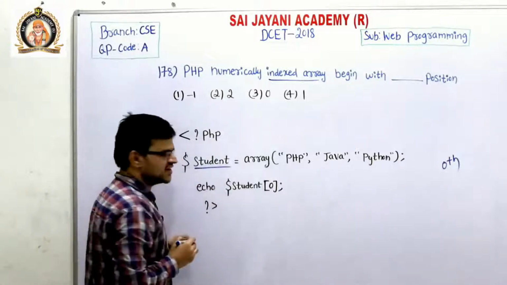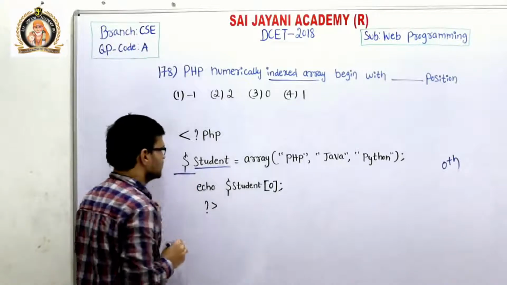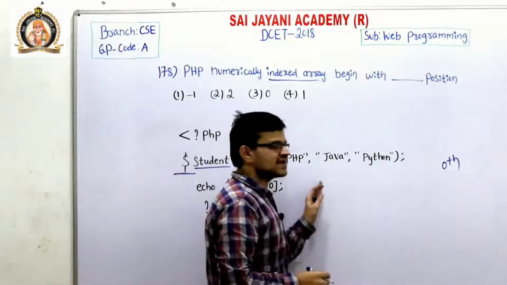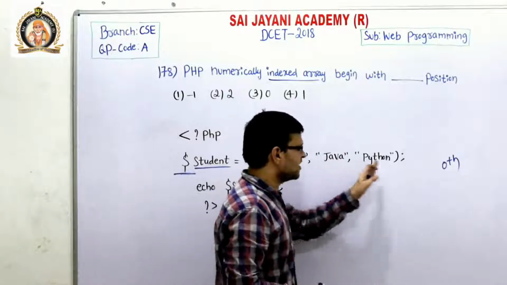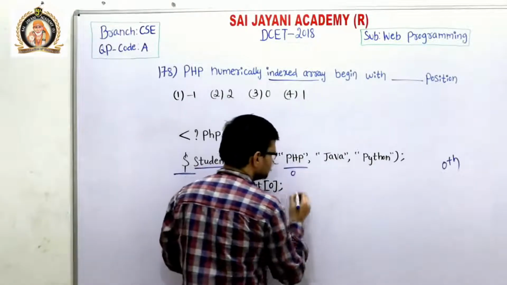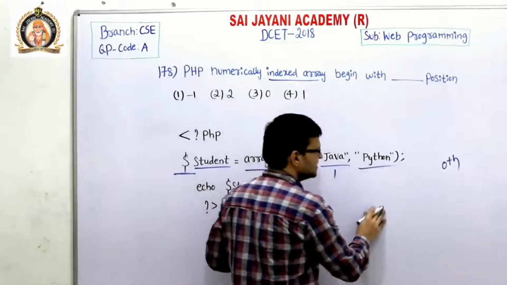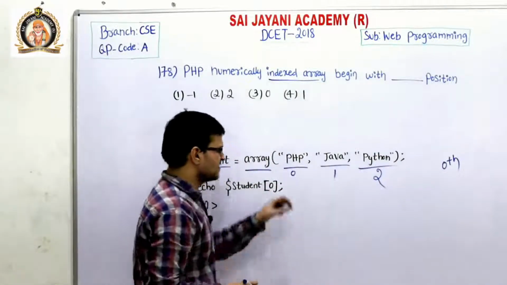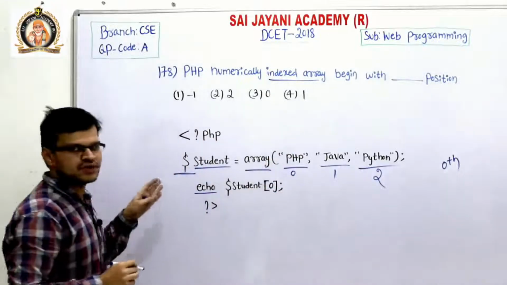Here student is the variable. In PHP code, a variable always starts with the dollar symbol, so we are using the dollar symbol. Here array is the function. In the array function, we have array elements like PHP, Java and Python. This is the first array element and its position is 0. This is the second array element and its position is 1, and this is the third array element and its position is 2.